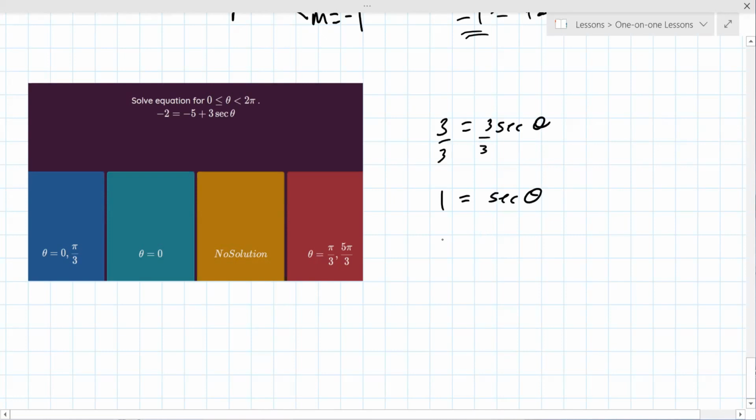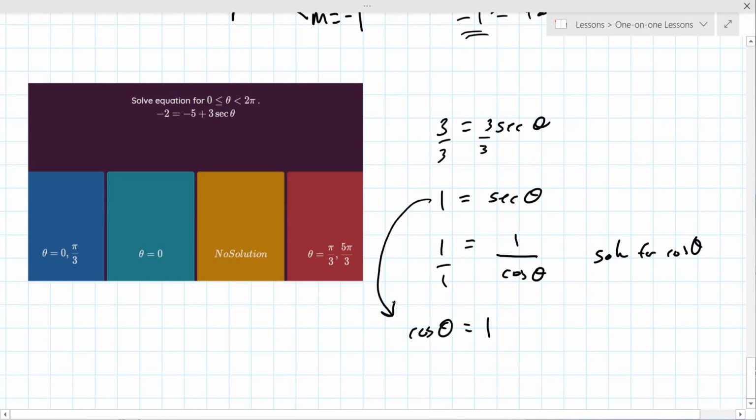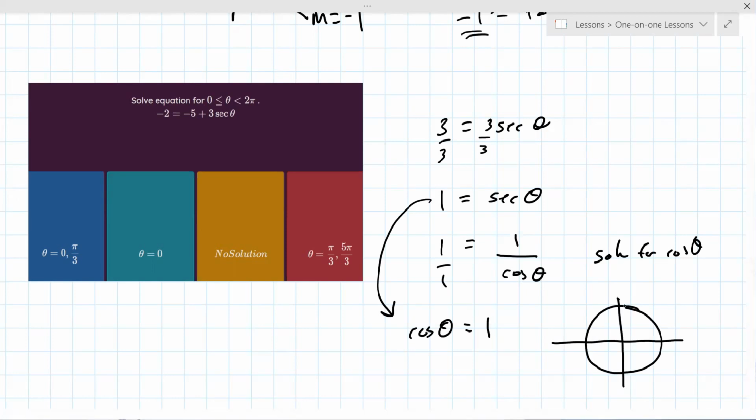So secant theta is really 1 over cosine theta. And if you solve for cosine theta, you can do a little bit of cross multiplying here, and you get cosine theta equals 1. So usually it's easier to turn it into a sine or a cosine problem, because again, we're asking where on the unit circle is the x value equal to 1. That's right there. So same idea, I guess. Yes.